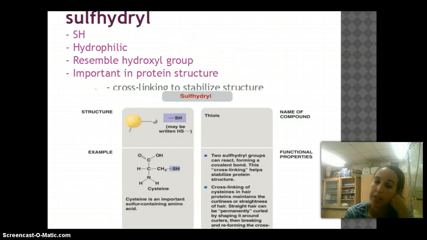Sulfhydryl acts very similarly to hydroxyl. It's because sulfur and oxygen are in the same family. So it's SH as opposed to OH, also hydrophilic. It's really important in protein structure. It helps to form some cross bridges and some hydrogen bonds that keeps your protein together, which gives it its shape. We'll talk more about those bonds later. But you can see that it's attached to a lot of proteins.